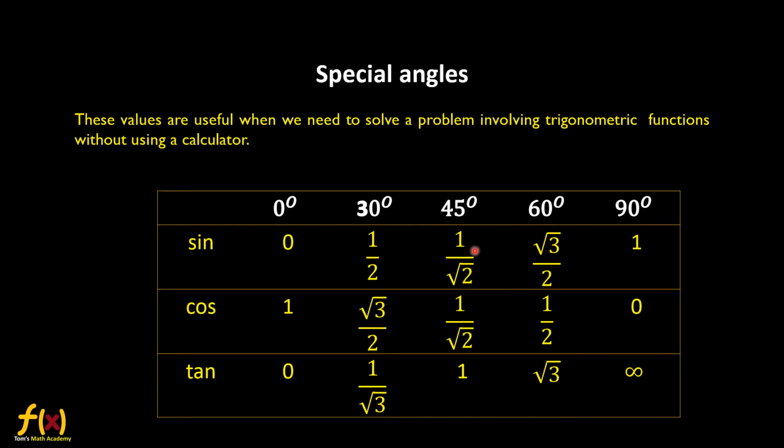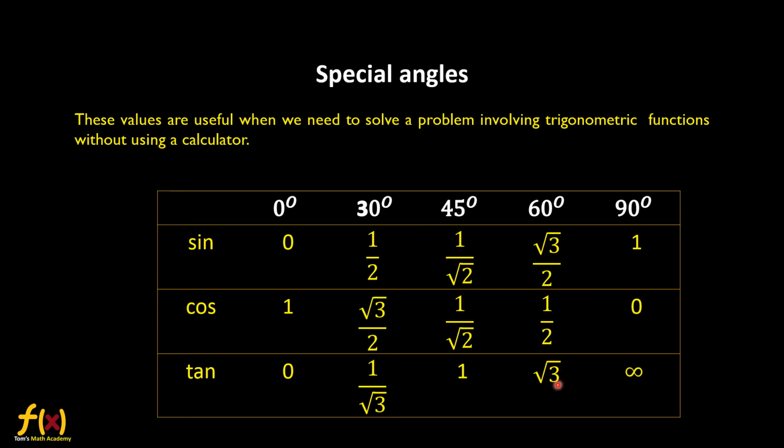Same thing we continue. 1 over root 2 divided by 1 over root 2. Same numbers, when we cancel it, we get 1. Look at 60 degrees. Root 3 over 2 divided by 1 over 2. What will be the answer? It will be root 3.